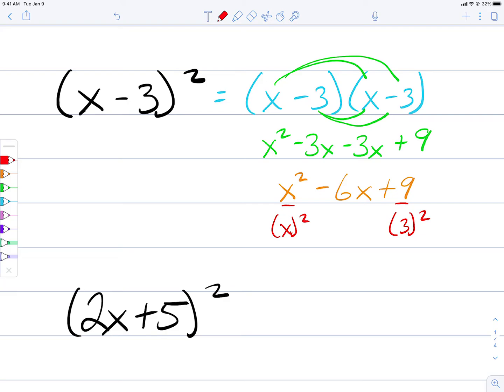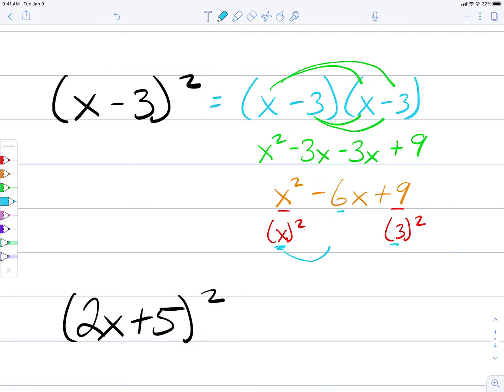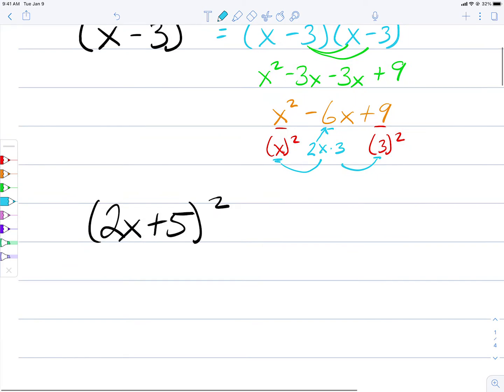It's kind of like the work we did with the difference of two squares. Now, how could we use those two answers to get this middle term? Well, if I take my x and my 3, I'd have to multiply it by a 2 to get it to be a 6x, and there happens to be a negative. Let's see if the same thing happens with the other one.